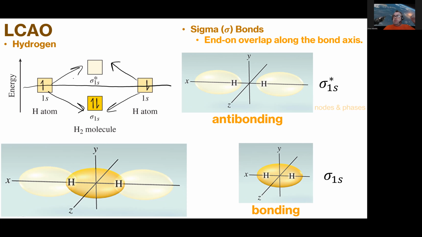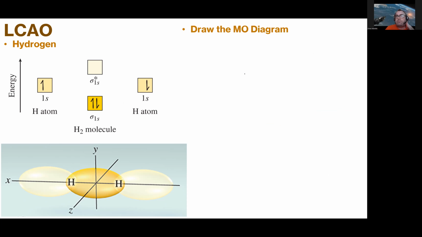Yeah, so there's a node here in the middle, which means we're changing the phase, right? In the bonding orbital, we didn't change the phase. It's all one big lump. In the anti-bonding orbital, one side is negative and one side is positive. And that's a mathematical negative and positive, not a charge negative and positive. It's just a mathematical number, okay?